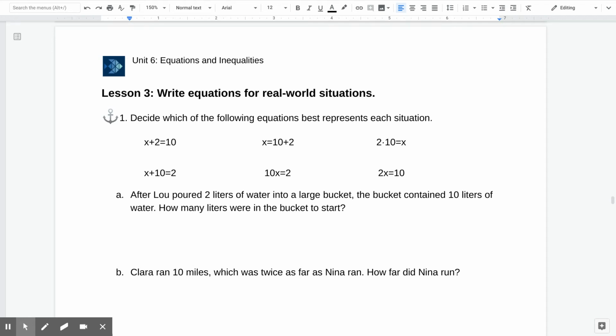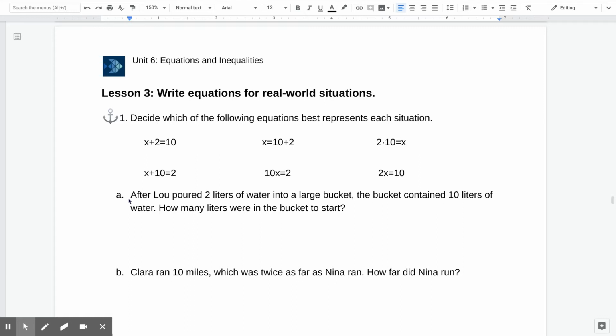Match Fish Tank, Lesson 3 of Unit 6, Anchor Problem 1. So we're going to decide which of these equations fits two different situations. Situation A is after Lou poured 2 liters of water into a large bucket, the bucket contained 10 liters of water. How many liters were in the bucket to start?